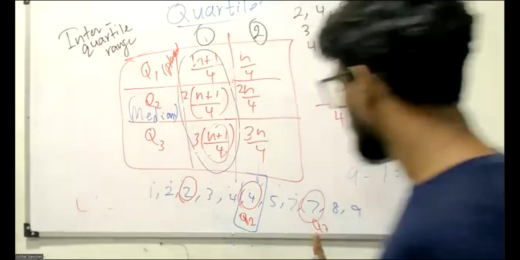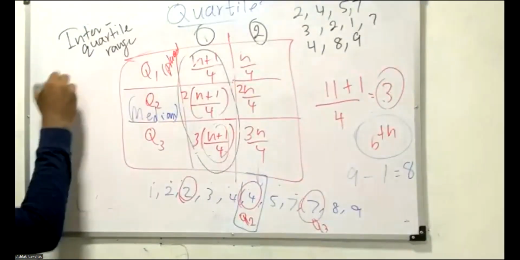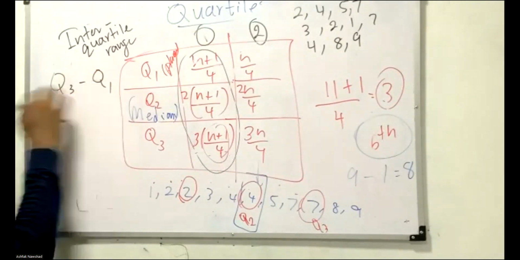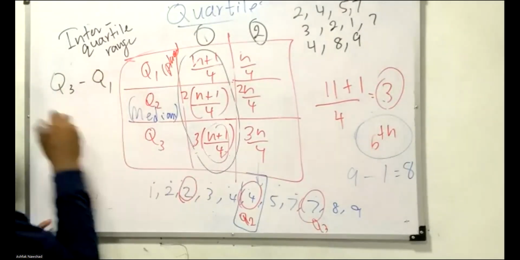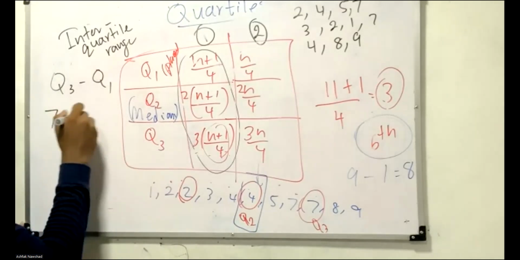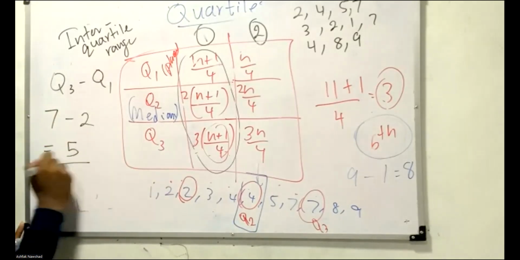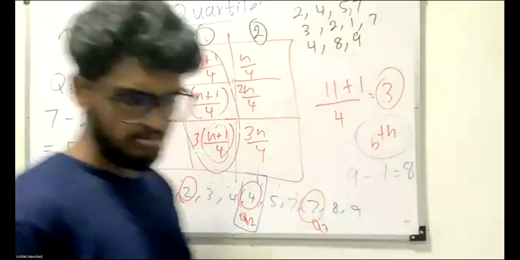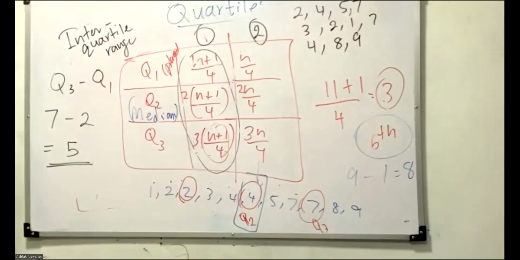The highest quartile is always Q3. So interquartile range is Q3 minus Q1 for any data set. So Q3 here is 7, Q1 is 2, 7 minus 2 is 5. This is the interquartile range. Interquartile range, is that clear?